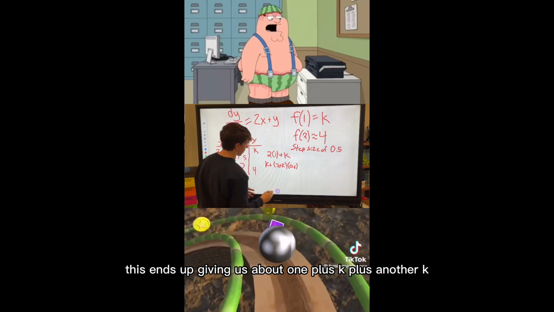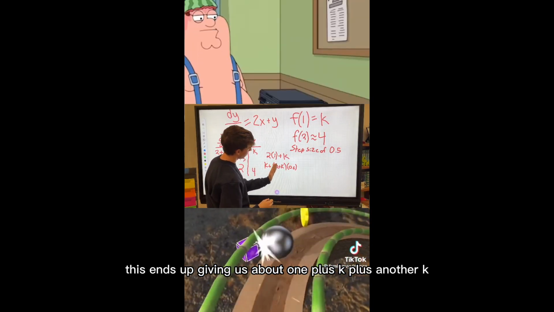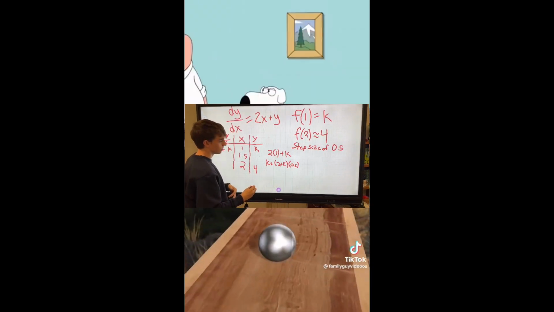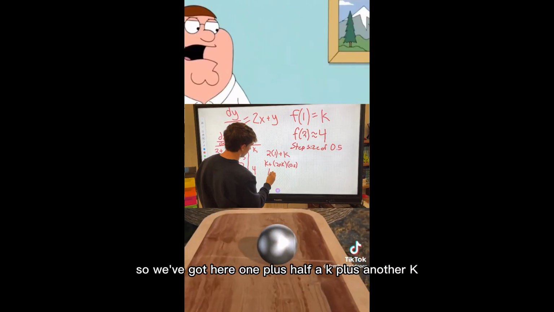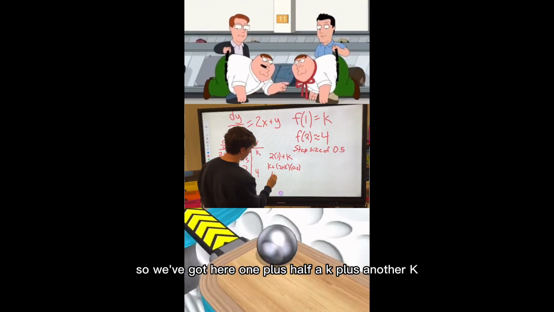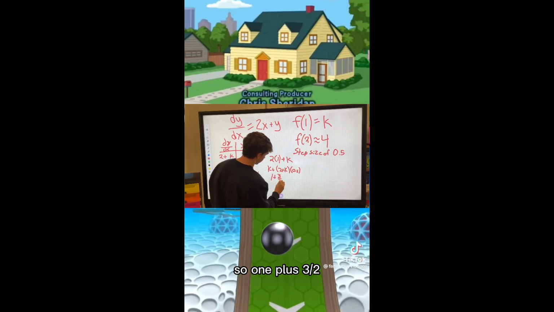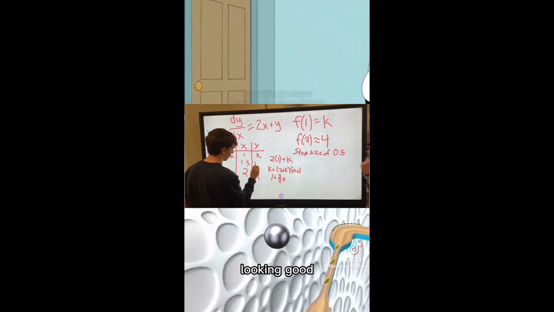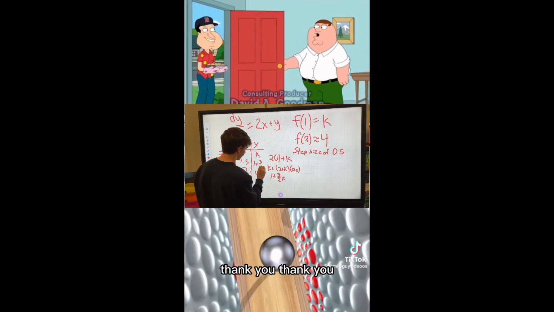This ends up giving us about 1 plus k plus another k. So we've got here 1 plus half a k plus another k. So 1 plus 3 halves k. So I'm going to put that in for our y value for 1.5. Looking good. Thank you, thank you.